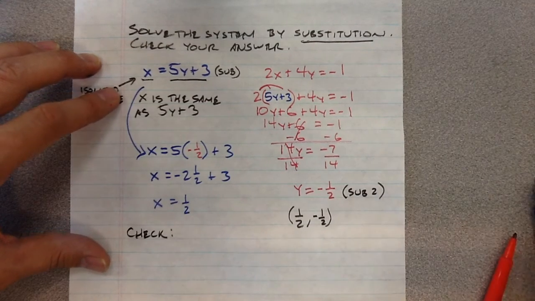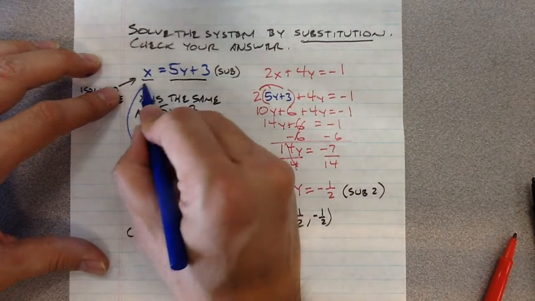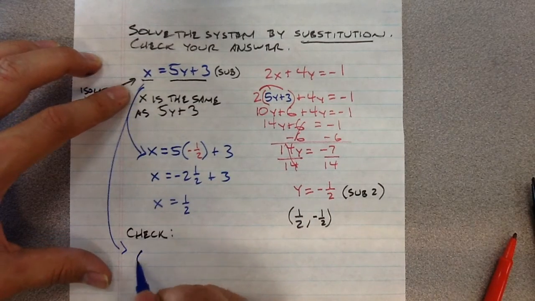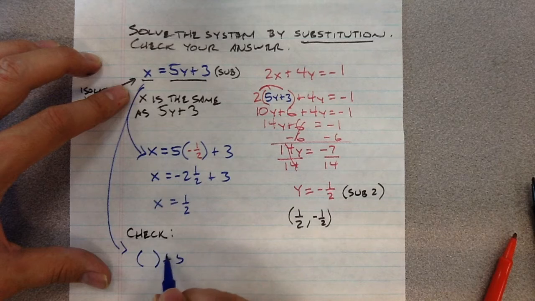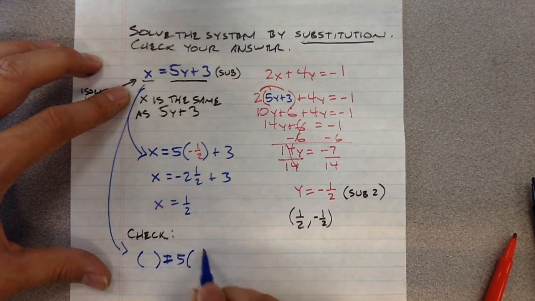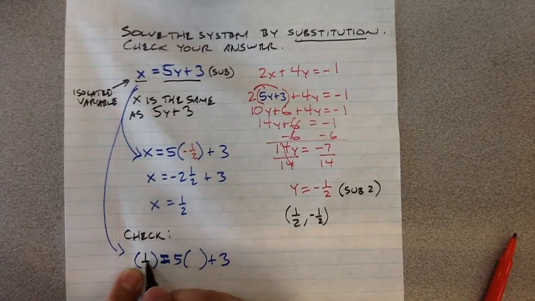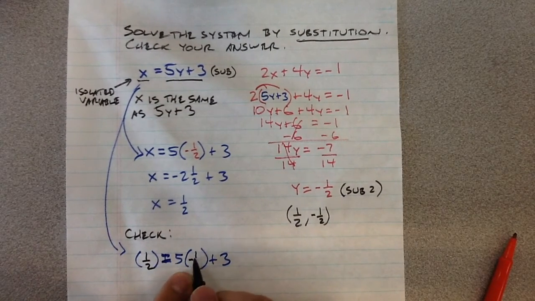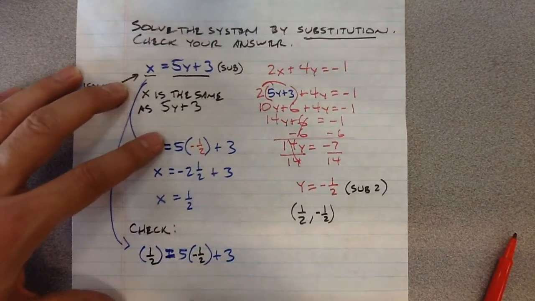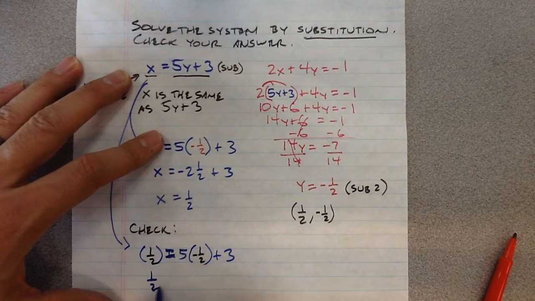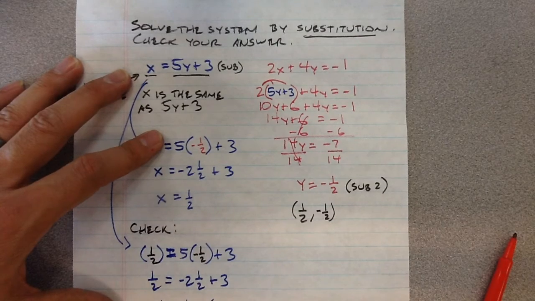So we take our answer, and let's again color coordinate this. So I'm going to take my equation in blue. x equals 5y plus 3, where I've now found that x is 1/2 and y is negative 1/2. I do the math. 1/2 equals 5 times negative 1/2 is negative 2.5 plus 3. 1/2 equals 1/2. Checks out.